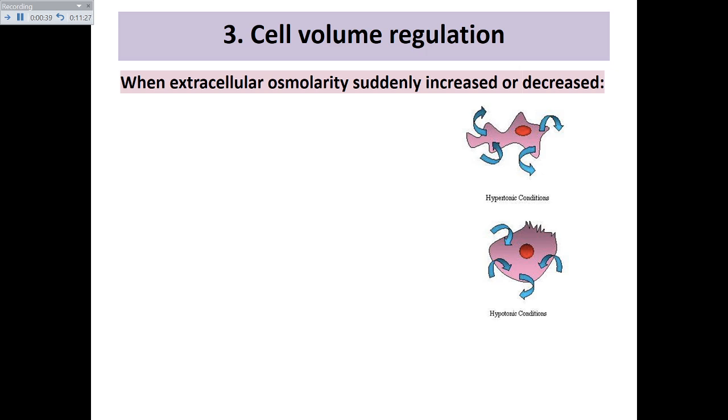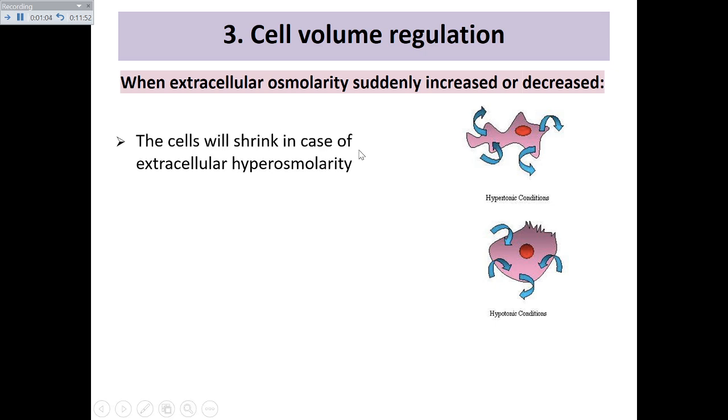But what will happen when these mechanisms cannot control this osmotic change, or when something inside the cell happens and causes shrinkage or swelling of the cell? When the osmolarity changes, the cell will shrink in case of extracellular hyperosmolarity.